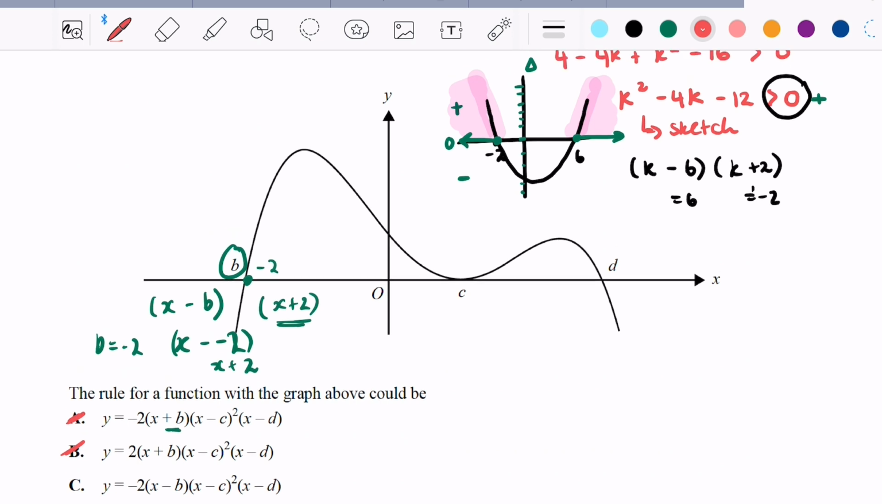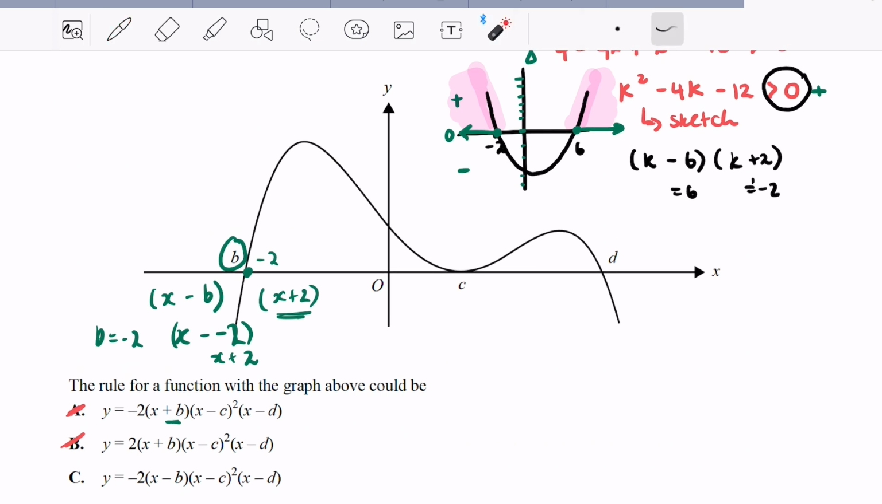And then I can see two features. First of all, at C, it is a turning point at one of the intercepts. So that means I know that it must be squared. So I can already tell that it's C. And another thing is that this is a quartic, but it's a negative. So I also expect for there to be a negative. So that's a quick way to eliminate and get the correct answer for this question.